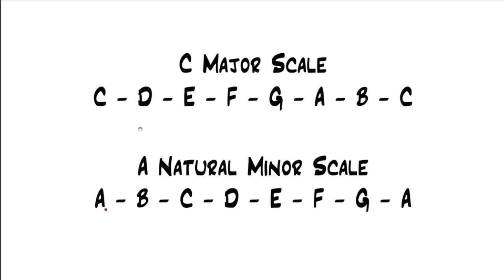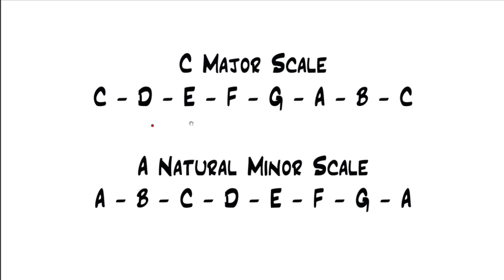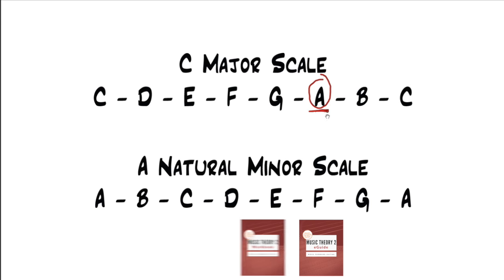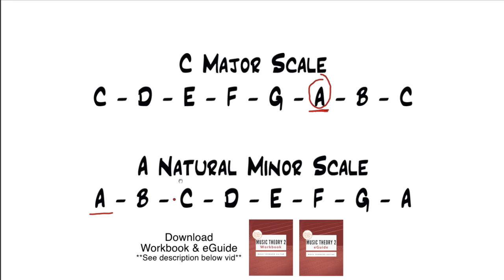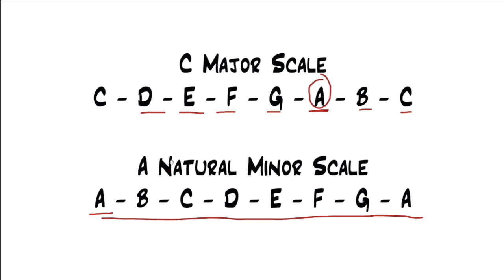Those are all the exact same notes as each other, just rearranged. And the way we found it was taking the C major scale, going up to the sixth note, and then carrying out the rest of the notes. So we're starting on A, making that our tonic, and then we get A, B, C, D, E, F, G, back to A, which is what we have right here. So the C major scale and A natural minor scale have the exact same notes.